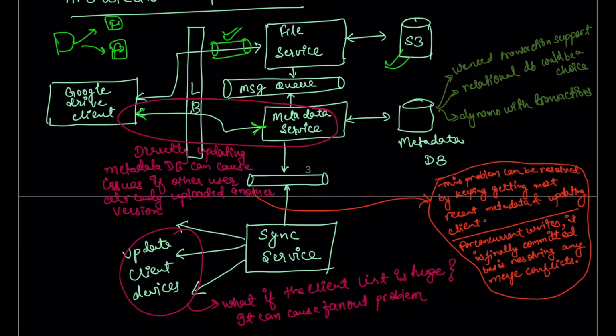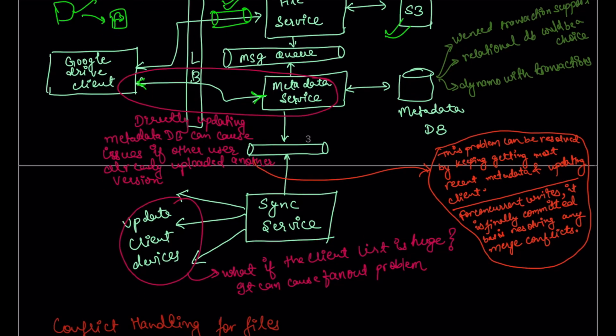So we don't require this functionality, as we don't have a requirement to upload the file again. So this Google Drive client can identify what specific services it has to call, right? Let me read quickly what I have written here: directly updating the metadata DB can cause issues if another user already uploaded another version. Okay, so let's discuss this complete flow, and then we will identify if there can be any issues with this flow as well.